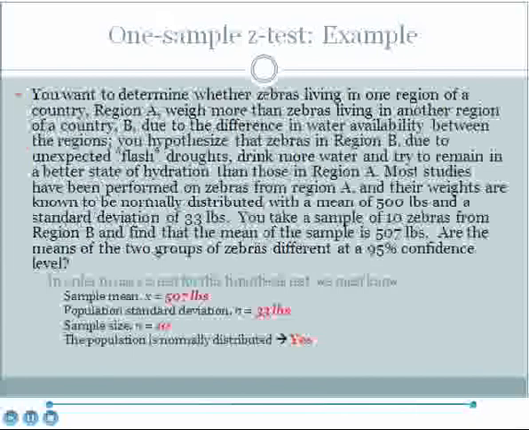First, ask yourself whether you have all of the information you need to perform a z-test for this hypothesis. Remember that you need to know the sample mean, x-bar. In this case, we do know this. We know that the sample mean is 507 pounds, and we're comparing this to a population mean of 500 pounds. We know the population standard deviation, 33 pounds, and we know the sample size, n, is equal to 10.